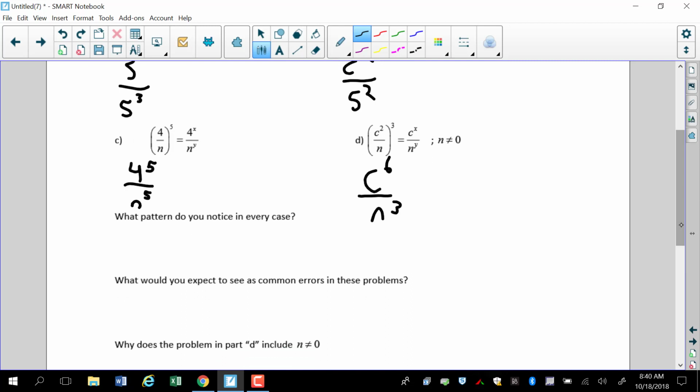The errors that people make is they try to simplify too much. And then here's an important piece. Why does this not include n equals 0? Because you can't divide by 0. So this is just a notation that they use to indicate that we can't divide by 0. It's kind of a formality, but keep in mind you can't divide by 0.